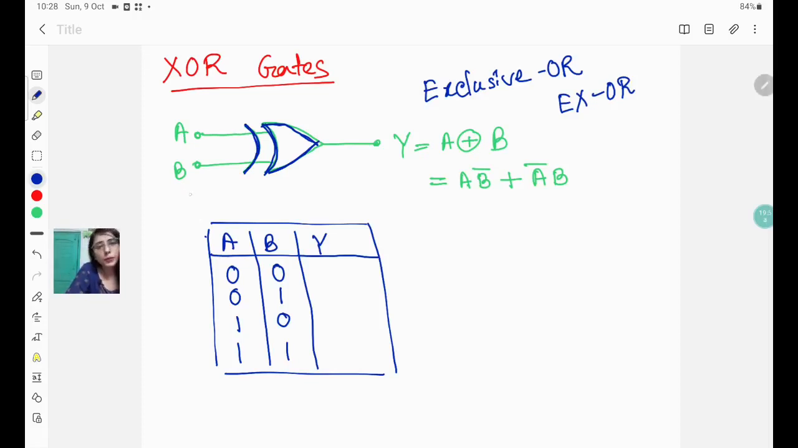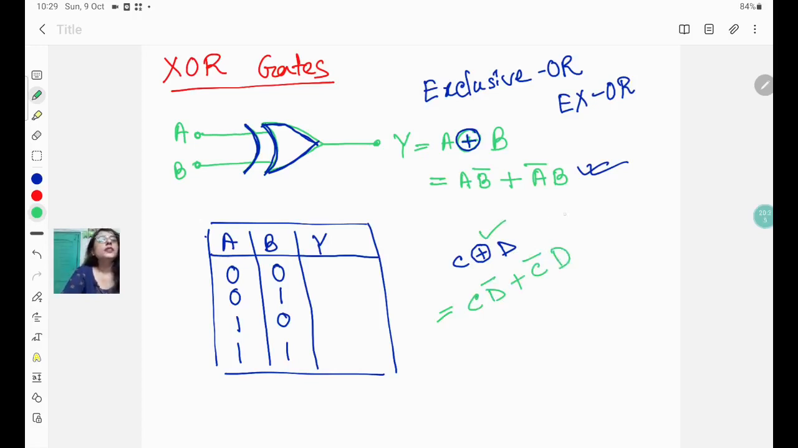A and B are the inputs, Y is the output. This plus with a circle around it is called XOR. This is the Boolean expression of XOR, and this is basically the symbol of the XOR function. So how does the XOR operator operate? If there are two variables C and D, and you have a plus with a circle around it between them, then this is called the XOR operator, and it means C D bar plus C bar D.